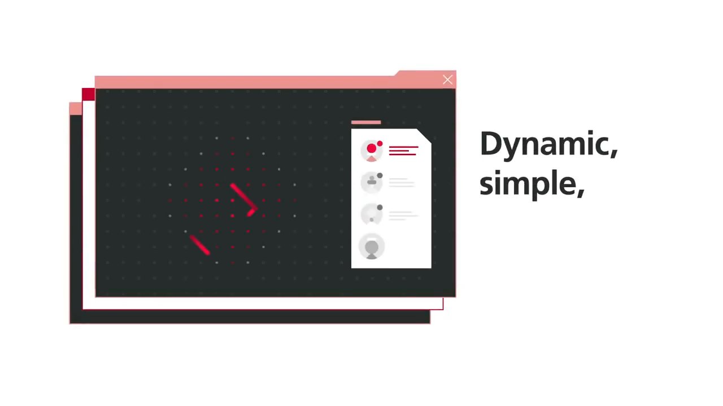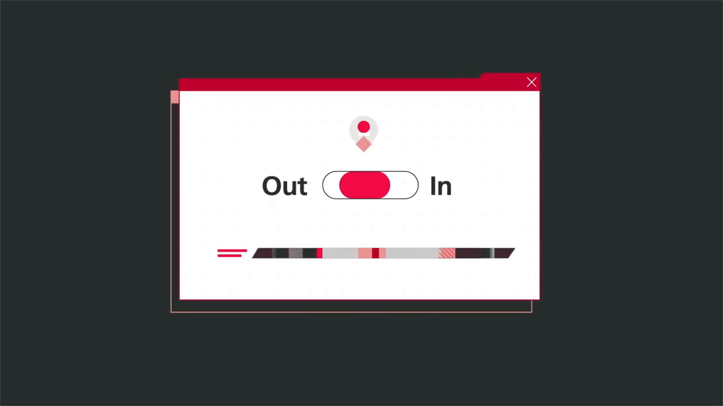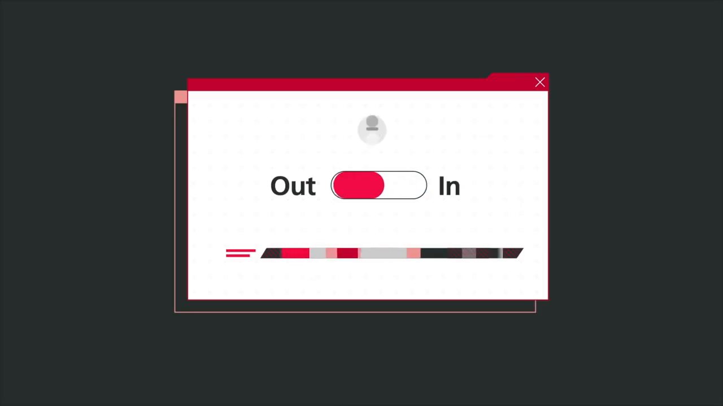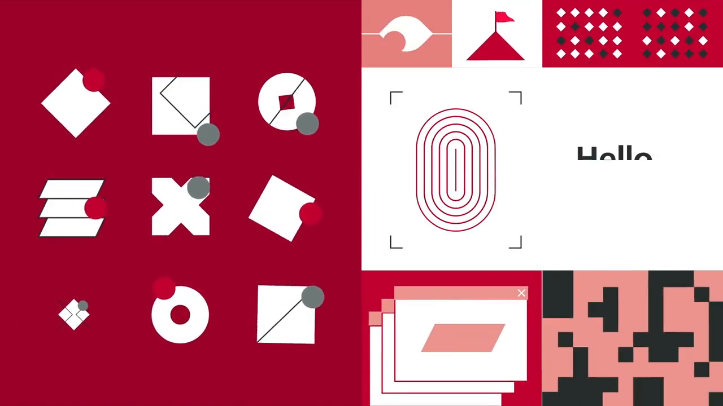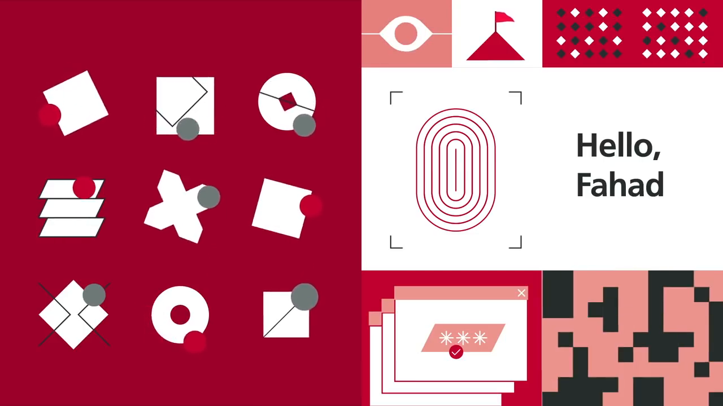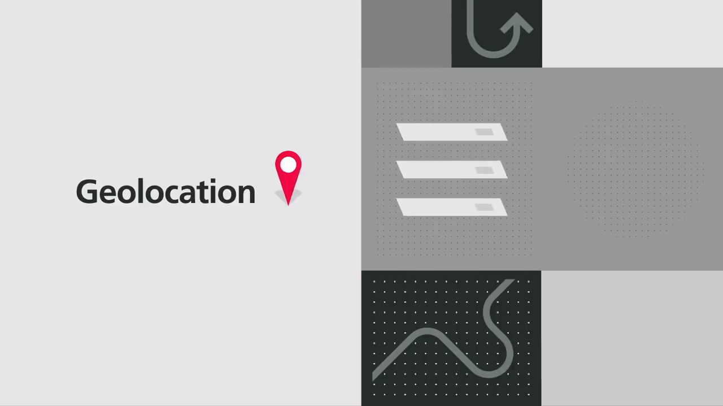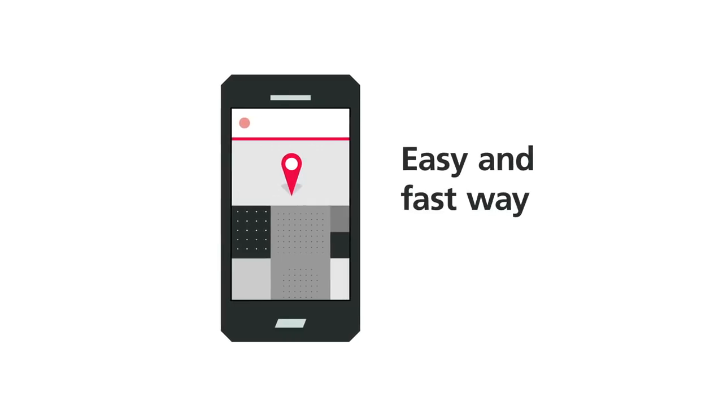That's why we developed Attendance Solutions, a dynamic, simple, and adjustable system which allows employees to check in and out of the office using electronic authentication or a fingerprint reader or their smart devices, iOS or Android, all through a geolocation assigned to them by the management in an easy and fast way.